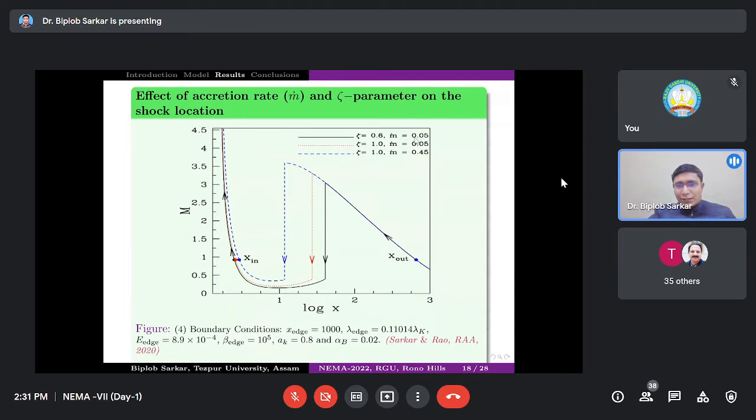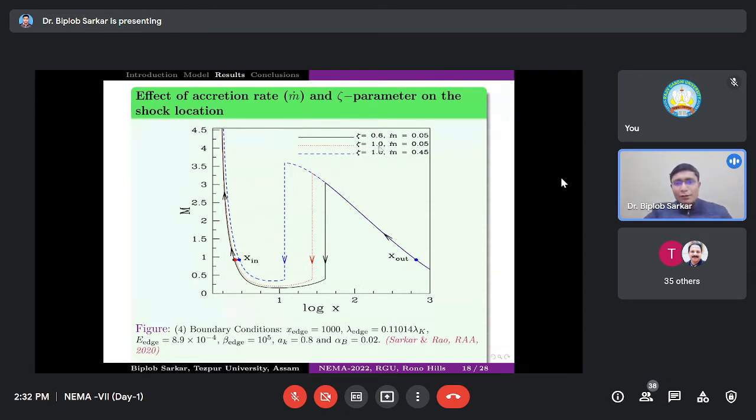Now keeping the accretion rate fixed at 0.05, we have increased the zeta parameter to 1.0, and we find that the shock location shifts towards the black hole horizon. With the increase of the zeta parameter, the magnetic flux advection rate is increased, so synchrotron cooling becomes efficient in the accretion flow, and since the post-shock density is much higher, synchrotron cooling will be much more effective in the post-shock flow, and thereby the post-shock pressure will decrease, and the shock location can get pushed towards the black hole horizon.